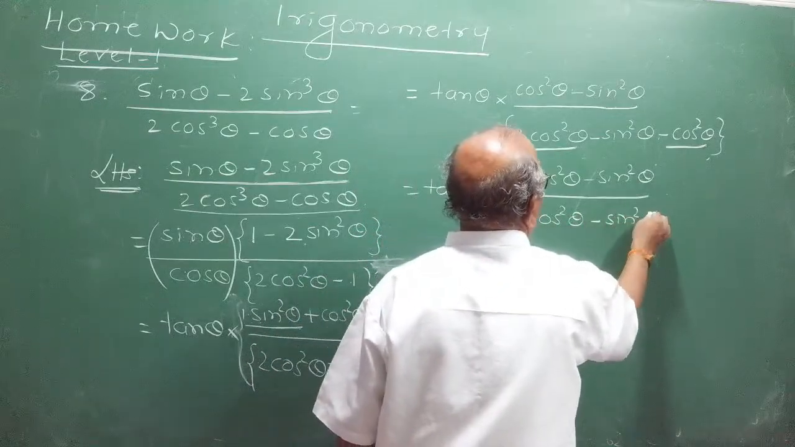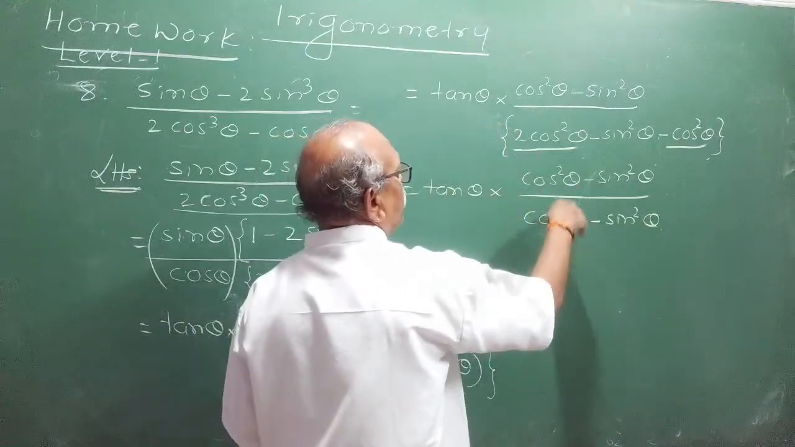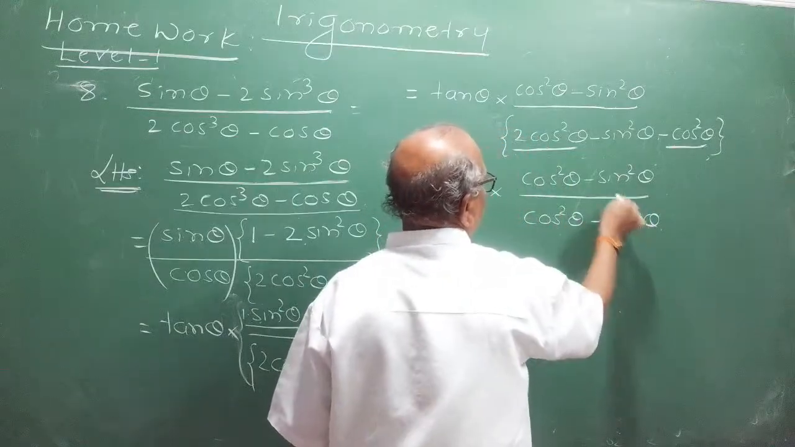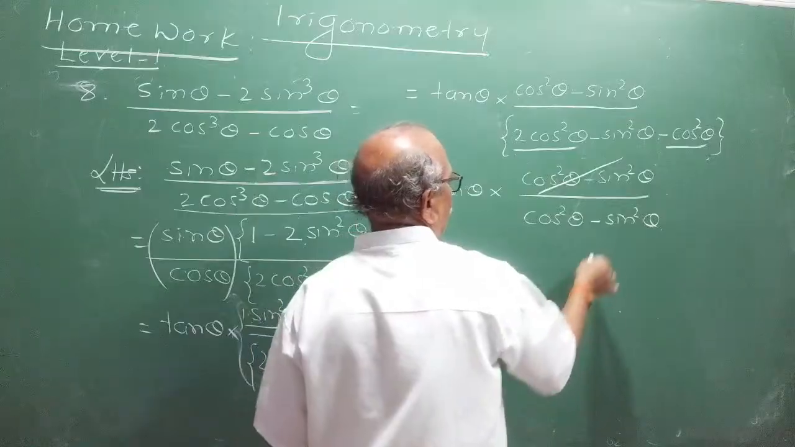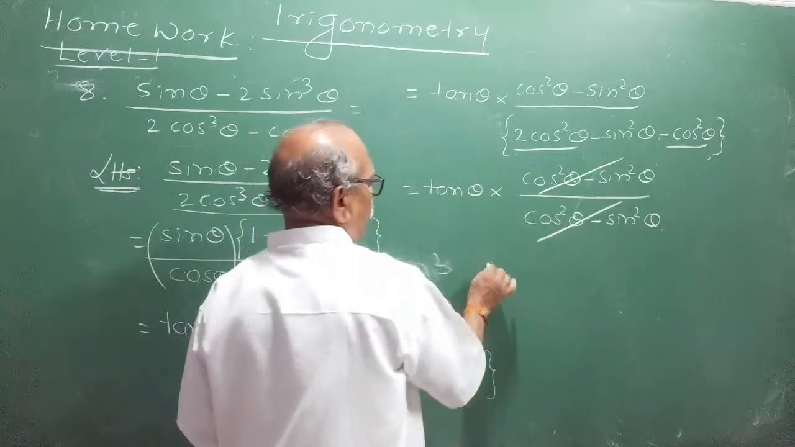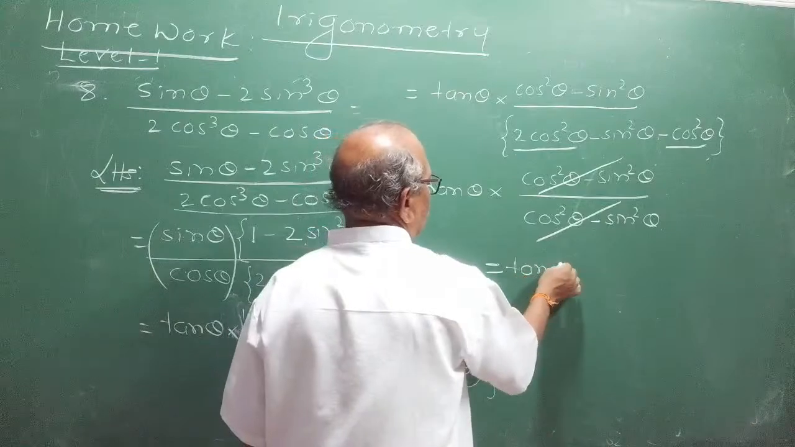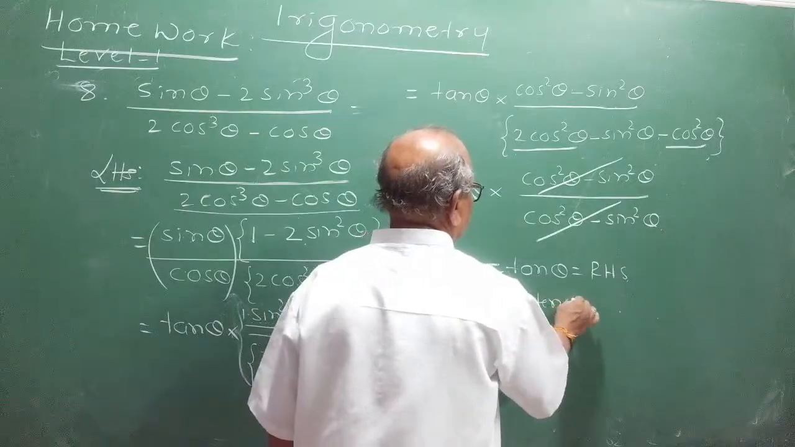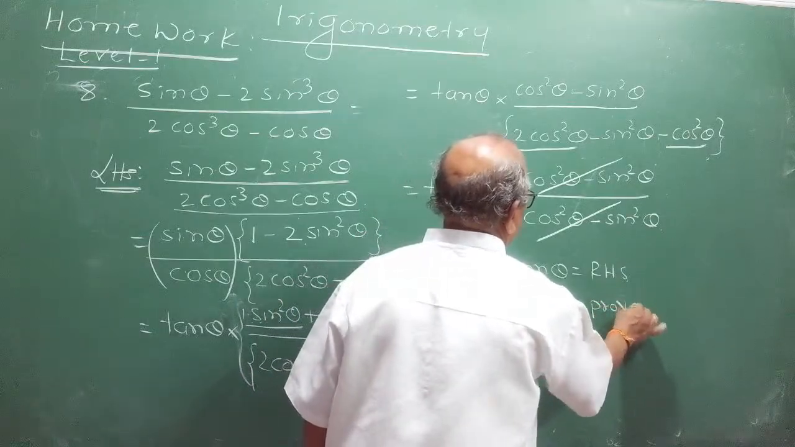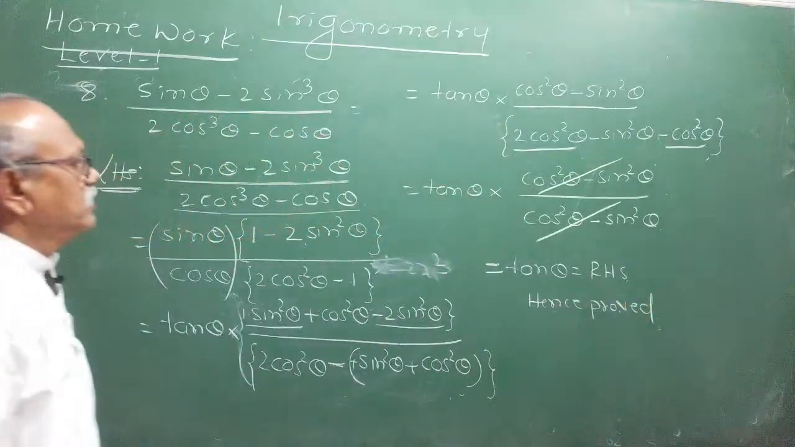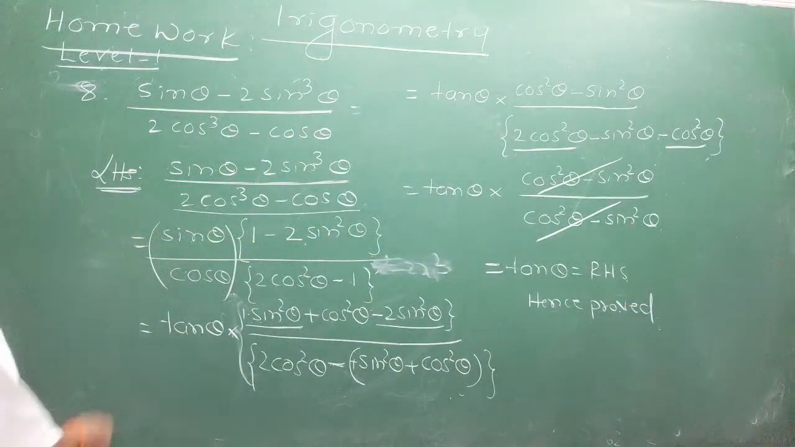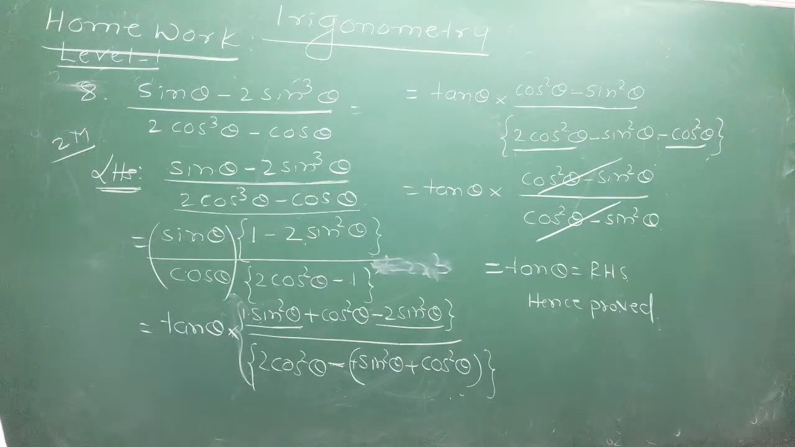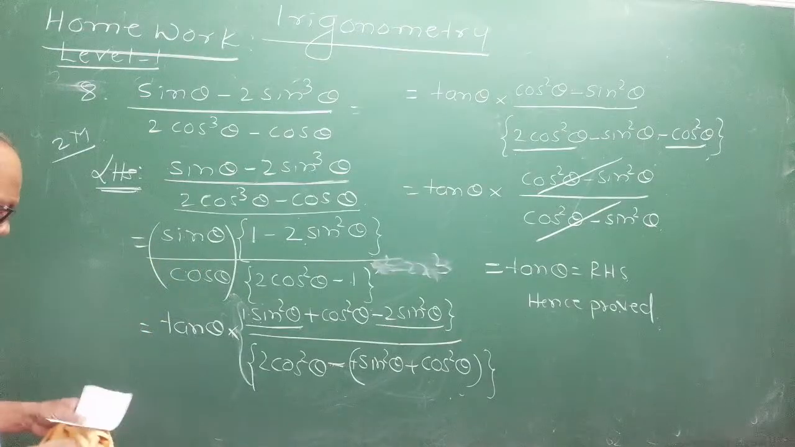minus sin square theta. See, both the numerator and denominator: 2 cos square theta minus cos square theta is cos square theta, and here there is minus sin square theta. The numerator is also cos square theta minus sin square theta. The denominator is also cos square theta minus sin square theta. Thus you got the right hand side, tan theta. Write it as RHS. Hence proved. Like this you have to write the steps. Good question for 2 marks or 3 marks. Very simple and easy applications.